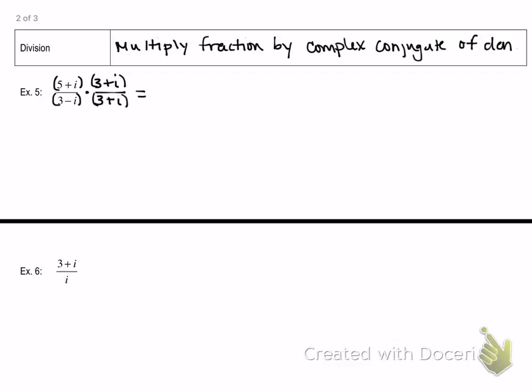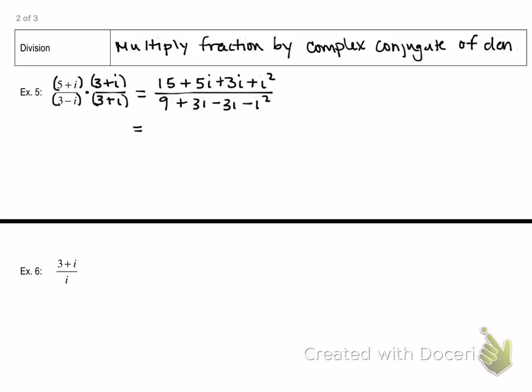If I FOIL the top, I get 15 plus 5i plus 3i plus i squared. On the bottom, I get 3 times 3 is 9, so 9 plus 3i minus 3i, and then minus i squared.